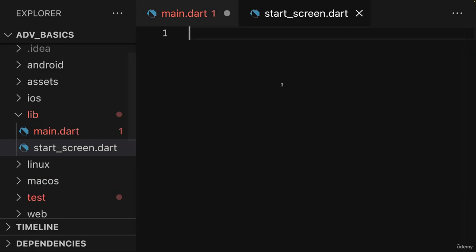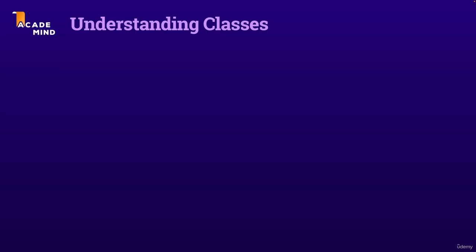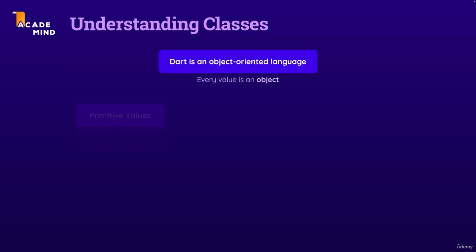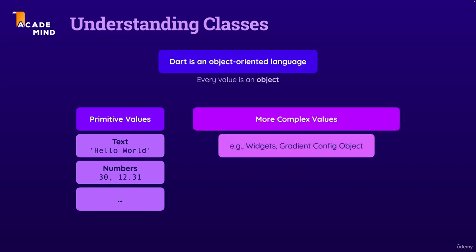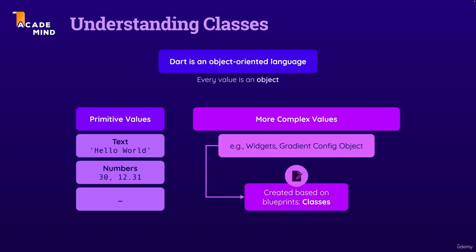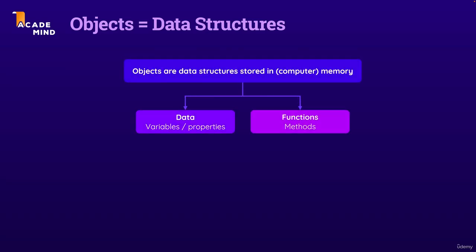So here it's the start_screen.dart file which I add, and in there we create a custom widget which, as you learned, is done with help of the class keyword, because we must create a class, a blueprint for an object. Because remember, Dart is an object-oriented language, all values are objects, and for more complex values like widgets or configuration objects or anything like that, you use classes as blueprints to basically tell Dart how these objects should then be created and which kind of data and logic, so functions, should belong to the object that will be created.